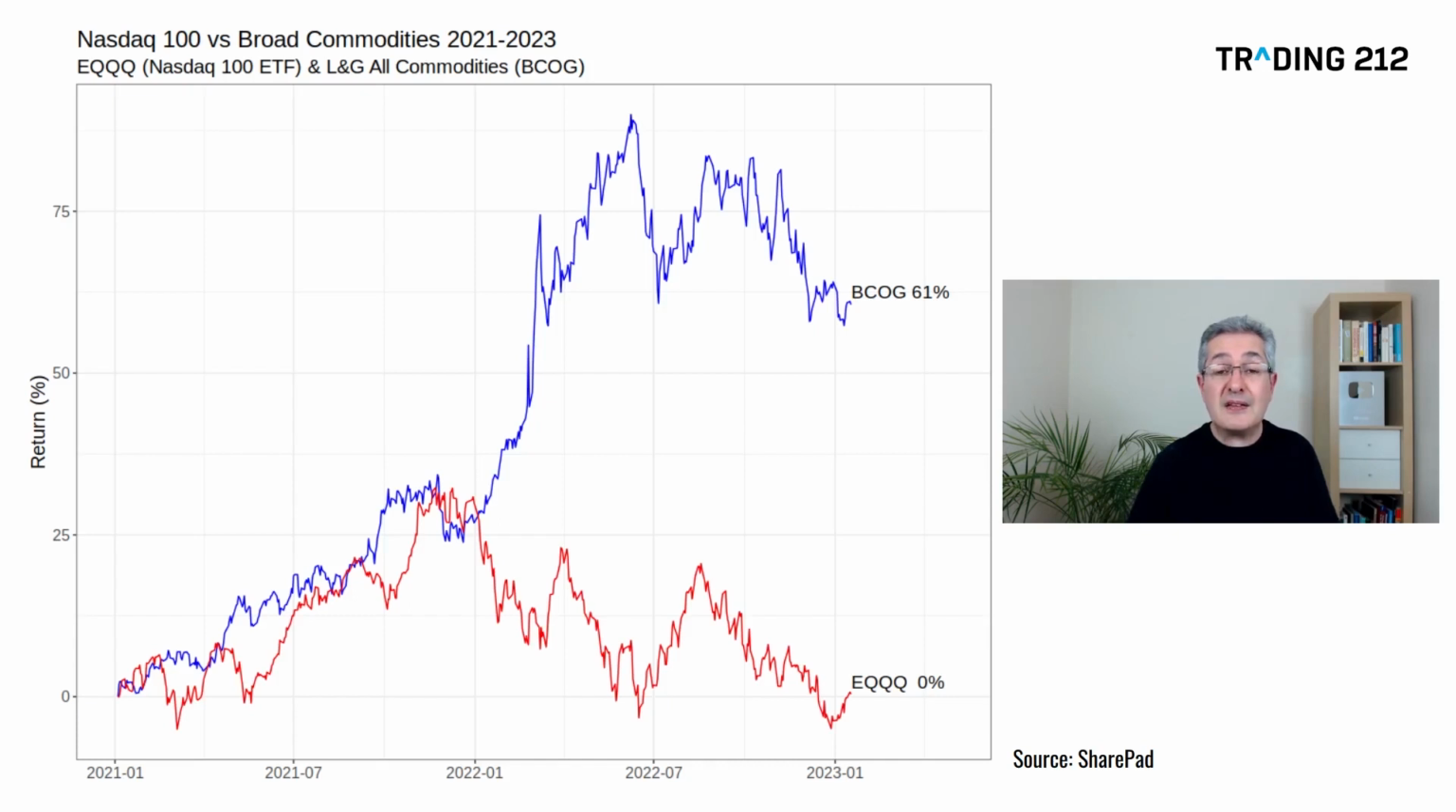Here you can see the Nasdaq 100 tracker, EQQQ, and the broad commodity fund BCOG, which contains many commodities, including energy, alongside one another, showing how commodities could have offset some of the loss in US tech stocks.